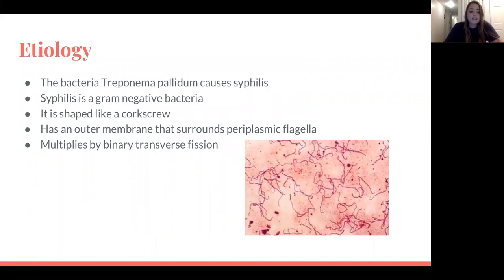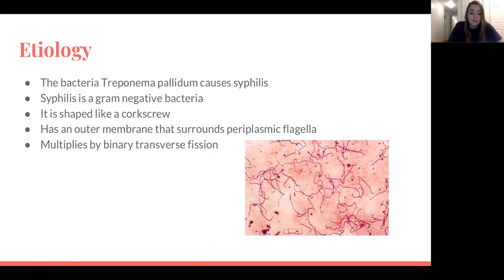Treponema pallidum is a gram-negative bacteria that causes syphilis. It is shaped like a corkscrew, or what some of us know as a spirochete. Treponema pallidum has a cell wall that is made of a thin layer of peptidoglycan. This structure gives the bacteria shape and surrounds the plasma membrane. Being gram-negative, we understand that this layer is very, very thin.